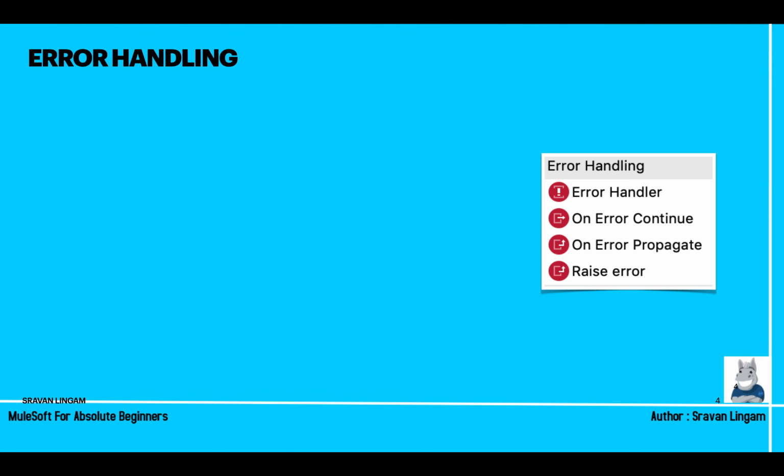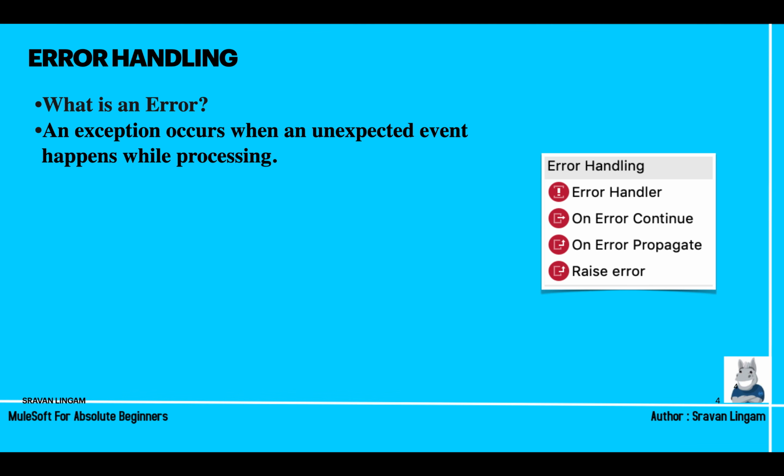So this is how we have the error handler in our Mule palette. We see these 4 connectors basically: error handler, on error continue, on error propagate, and raise error. So basically, what is an error, right? In general terms, an error is nothing but whenever an exception occurs, an unexpected event happens while processing. You are processing, you are expecting something, but you got something else. That is an exception, right?